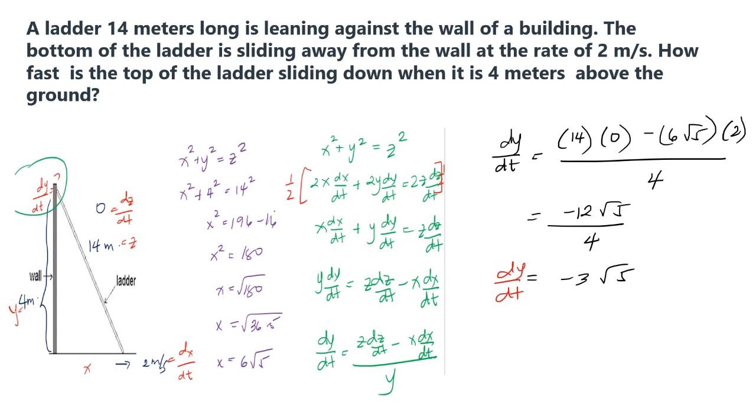Do not forget to write the units, and that would be meters per second. Or this is approximately negative 6.71 meters per second. Notice that our answer here is negative because as the top of the ladder slides down, the y value decreases.